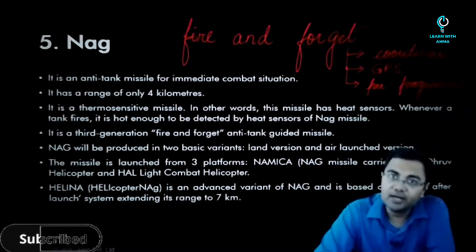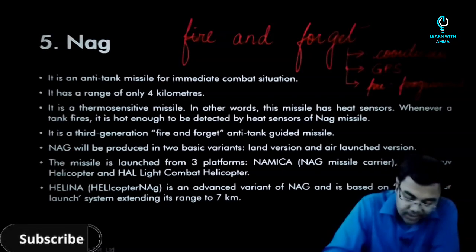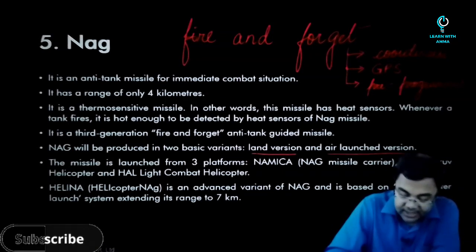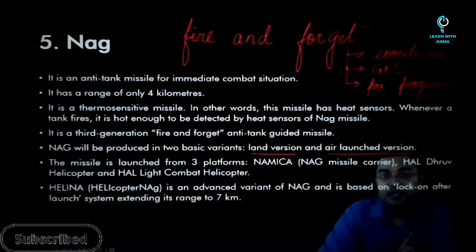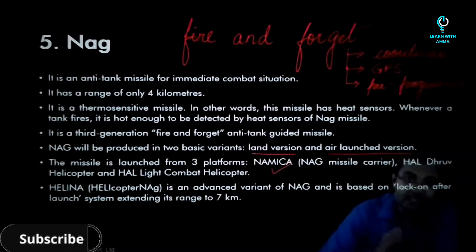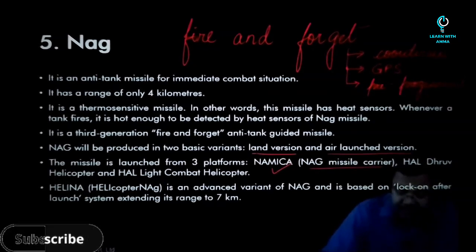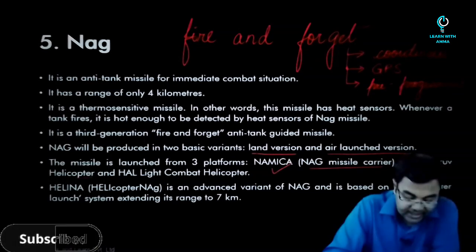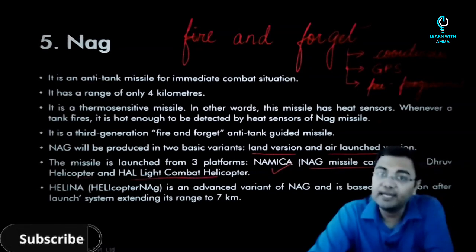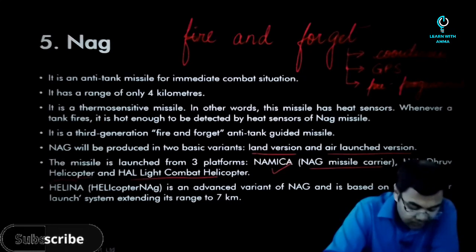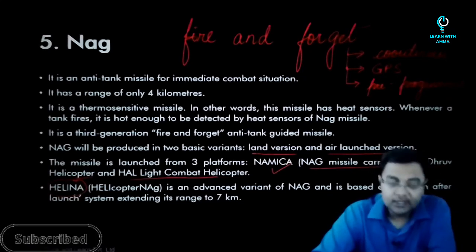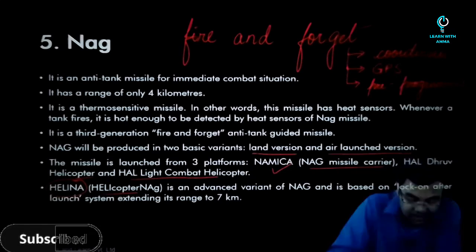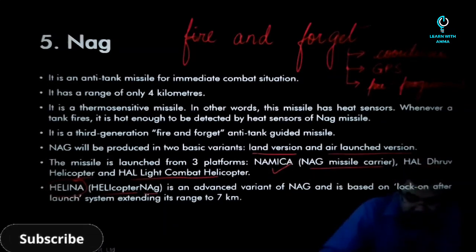Now when we talk about the Nag missiles, there are various versions. You have the land version and the air launch version, and there are three different platforms. From the prelims point of view, this is an important fact. One is Namika, that is Nag missile carrier. Then you have HAL Dhruv, which is helicopter based, and then you have HAL light combat helicopter. Now there is another word that you will come across, that is Helina. Helina means helicopter Nag.